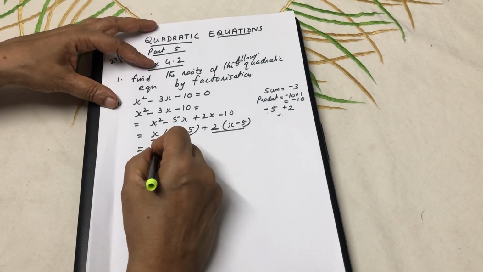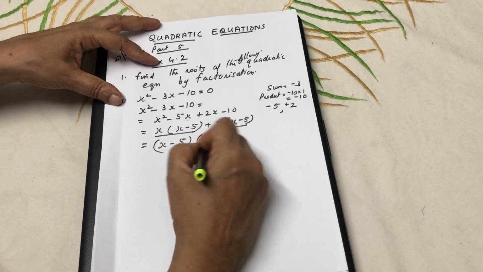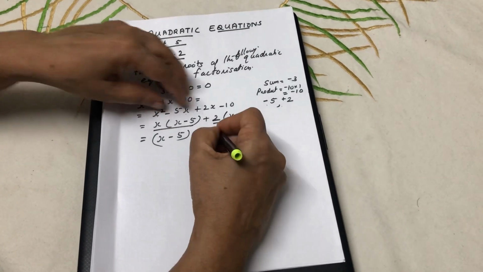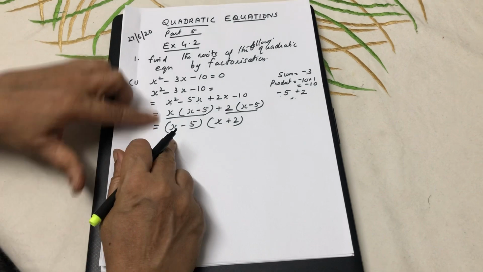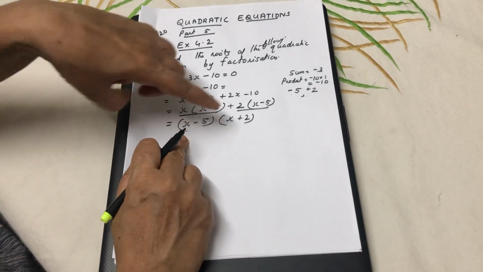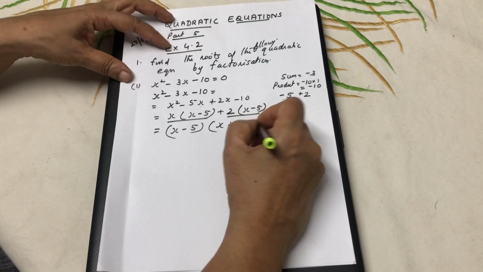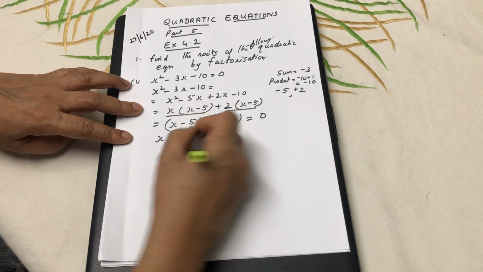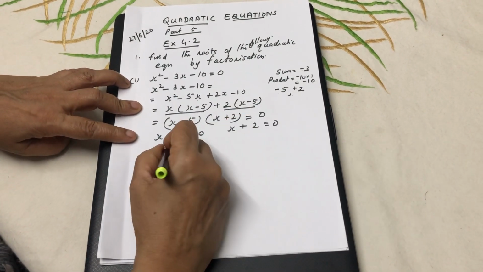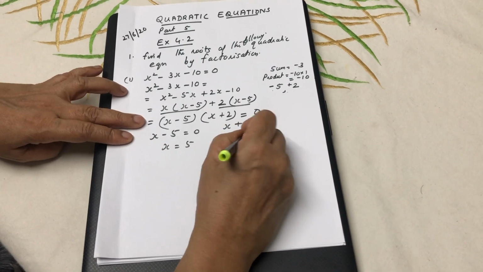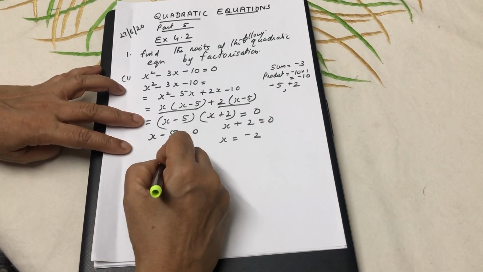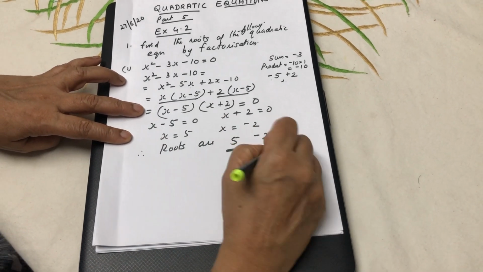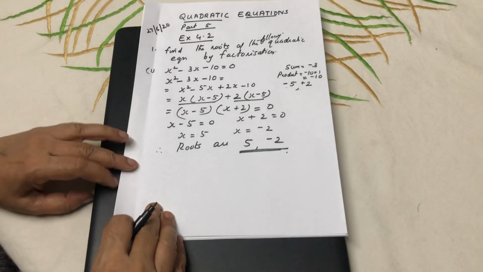Out of these two terms, x minus 5 is common. When I take x minus 5 out, x is left here and plus 2 is left. So it is written as the product of two linear factors. This is equal to 0. So each factor you have to make 0. X minus 5 is 0, x plus 2 is 0. X is equal to 5 and x is equal to minus 2. Therefore, the roots are 5 and minus 2. These are the two roots of this quadratic equation.